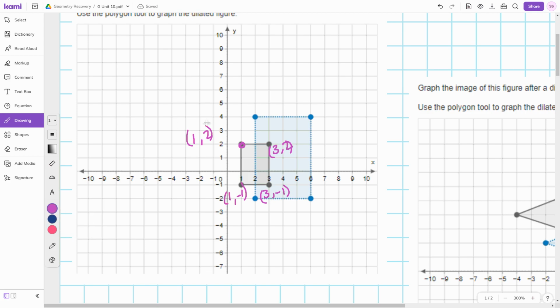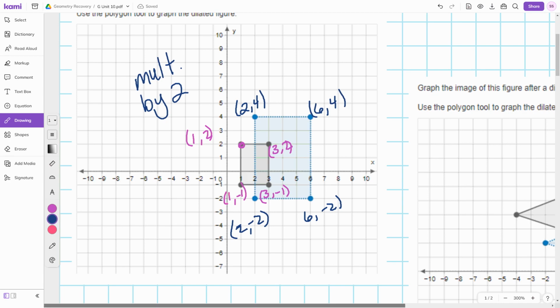So if you notice, this first 1, 2 is now going to be 2, 4. This was 3, 2. Now it's going to be 6, 4. This was 3, -1. Now it's going to be 6, -2. Okay, that's it. So you're just going to double them and make sure that they grow with the scale factor of 2. With the scale factor of 3, you would be multiplying by 3. So we're multiplying by 2.